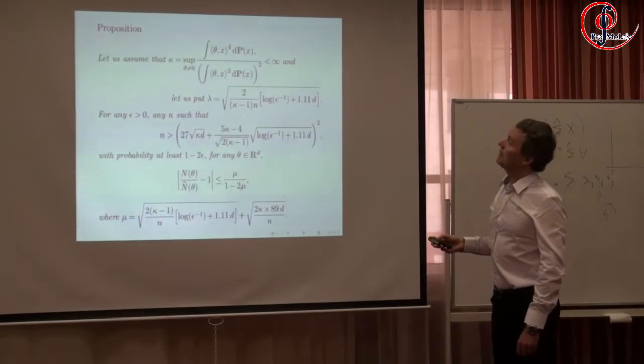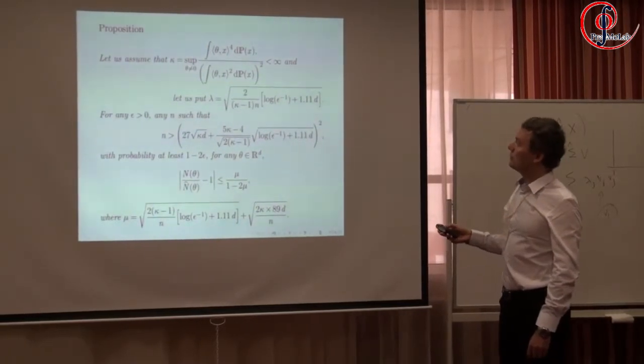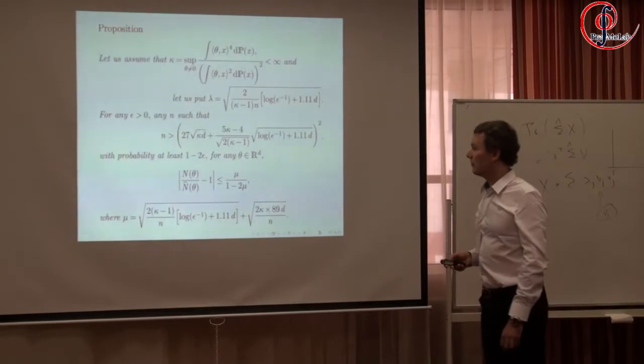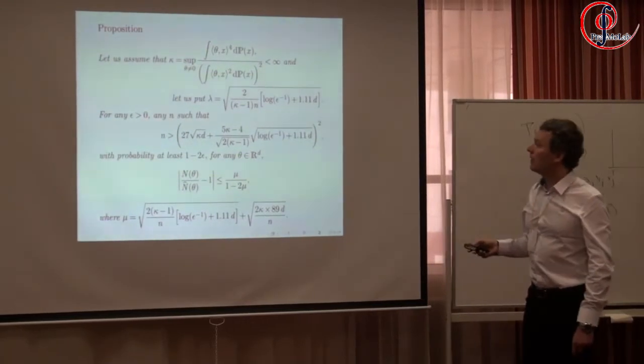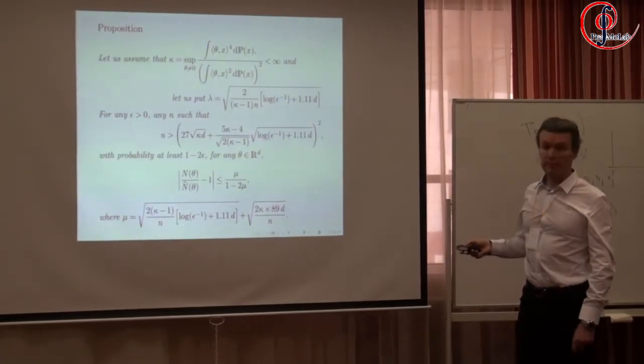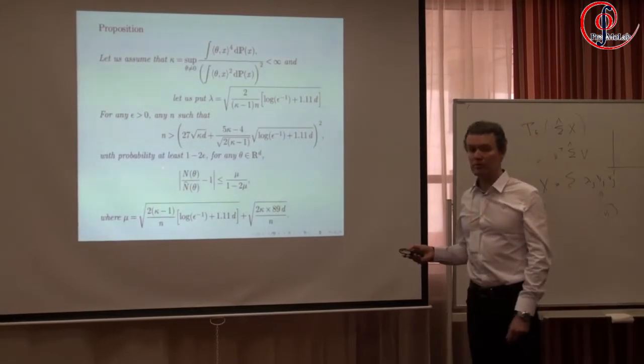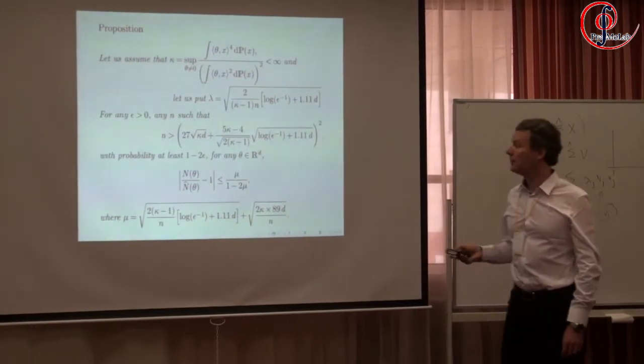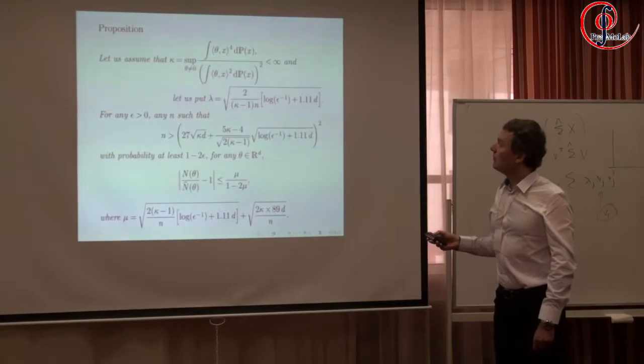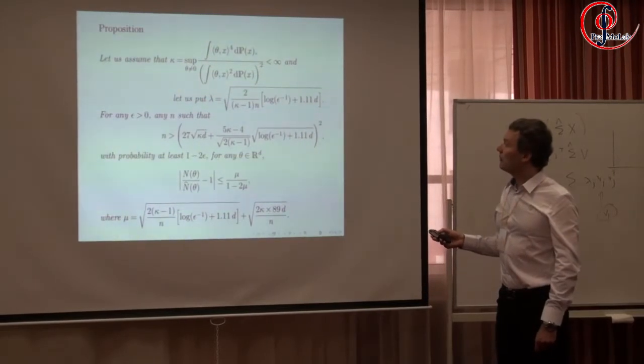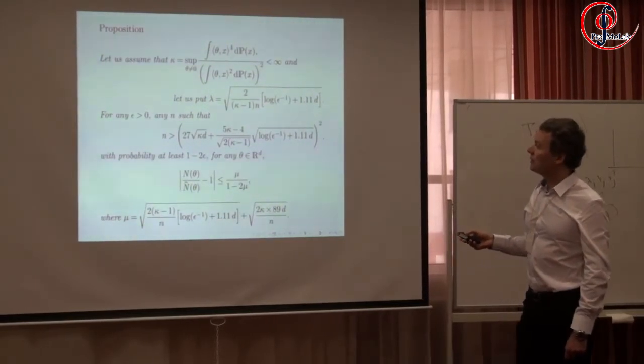And so basically lambda is equal to the square root of d over n. And then for any epsilon, so epsilon is the confidence level of what I'm going to get, I'm going to get a result with probability 1 minus 2 epsilon. I choose my scale coefficient in this way.